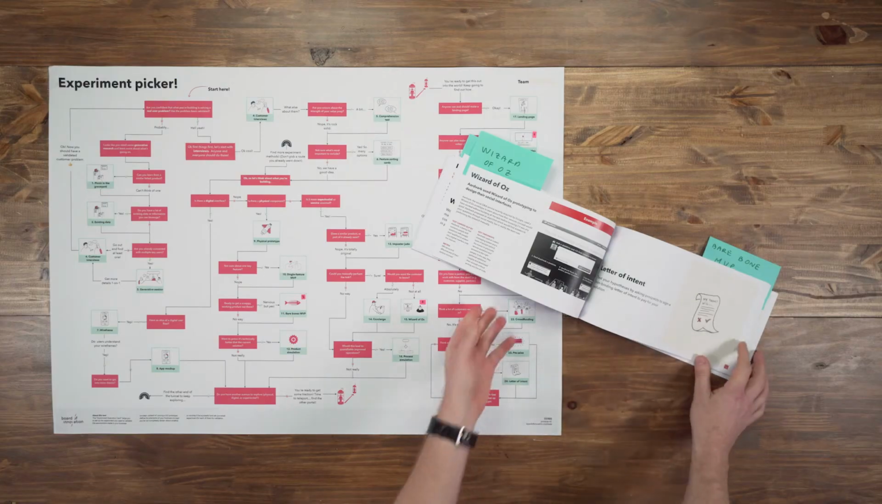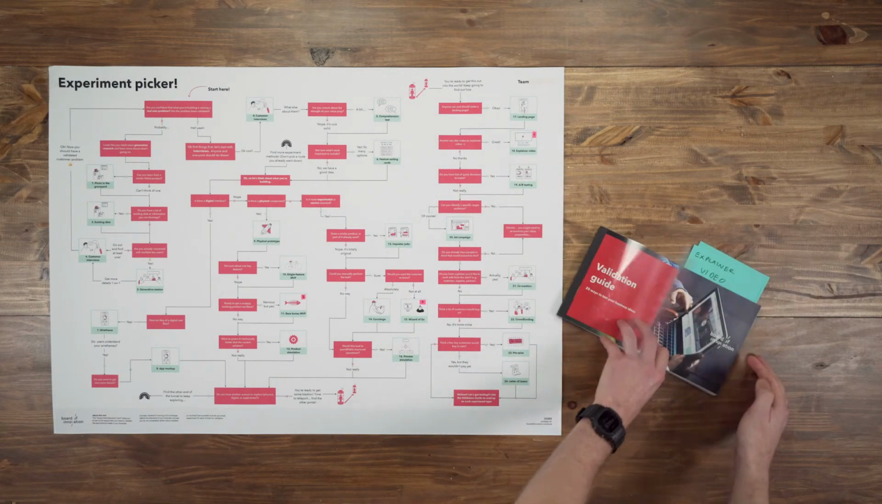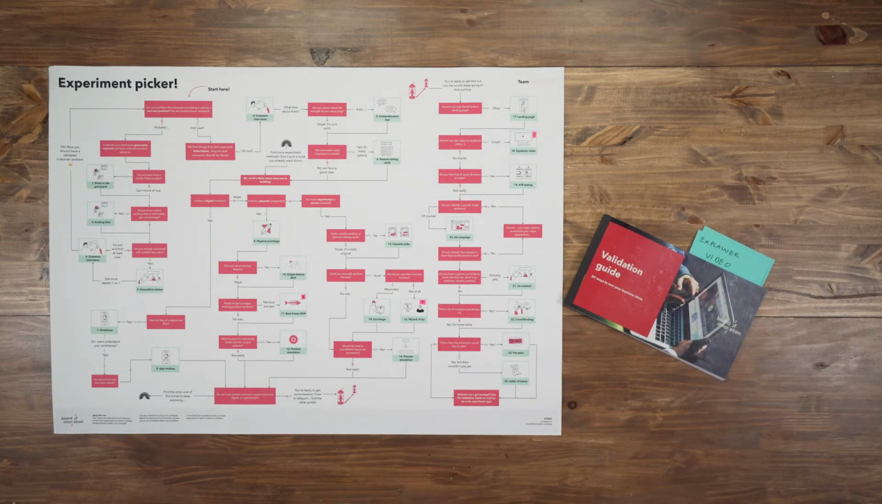Then refer over to the validation guide booklet, get all the context, understand what's involved, cross-check that, make sure that you can actually answer your assumption with that type of experimentation option, and then you can start looking at designing your experiment, which will be the next piece of your innovation puzzle.